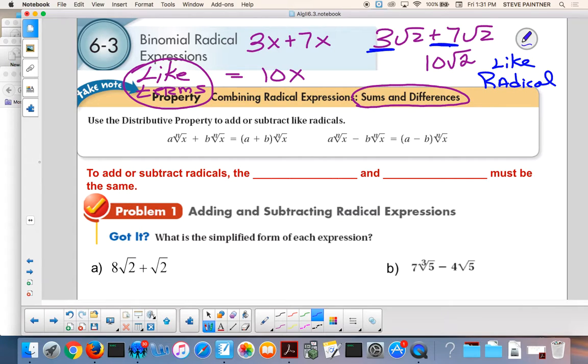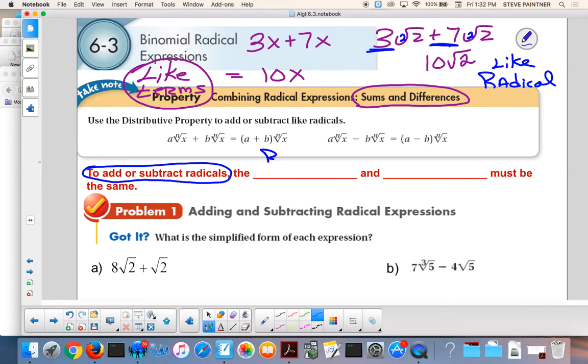Okay, and here's the thing. It says here to add or subtract radicals, the blank and the blank must be the same. So you look over there. What's the same? They're both positive. Oh, they can be negative. Okay, sorry. The index has to be the same. This is the index, right? Square root. Square root. So she's right.